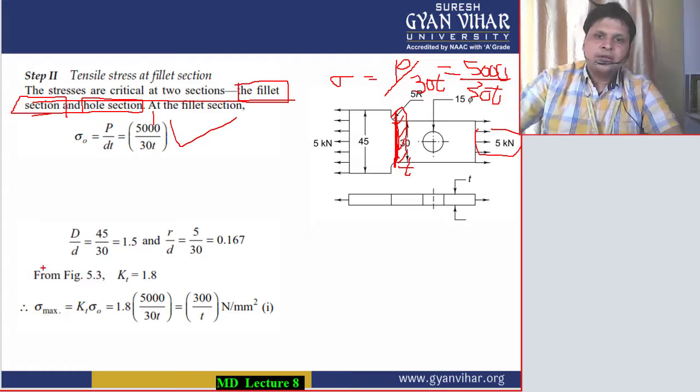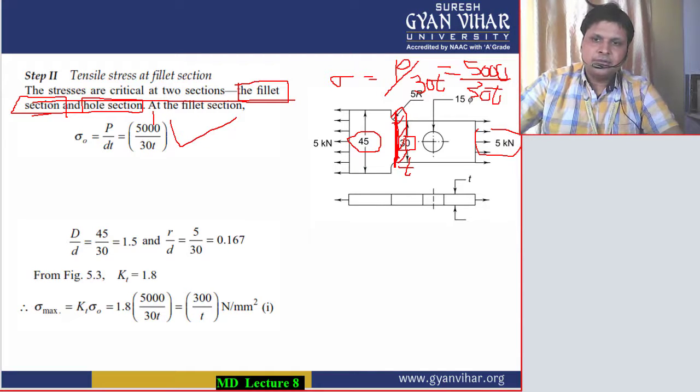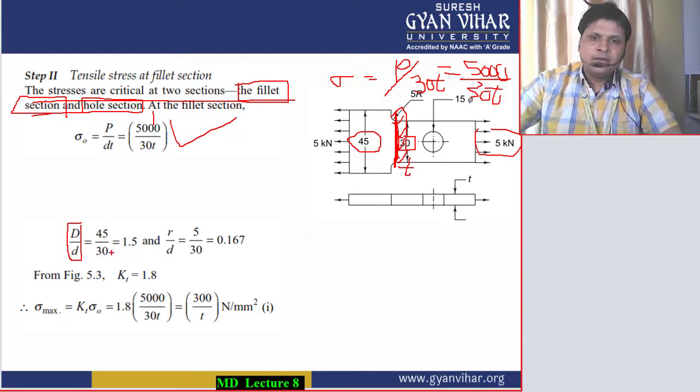Now here the capital D denotes this 45 value, meaning the larger width. It is 45 and the smaller d is 30. Use these two values and find the ratio, capital D by small d. So 45 divided by 30 will give you 1.5.